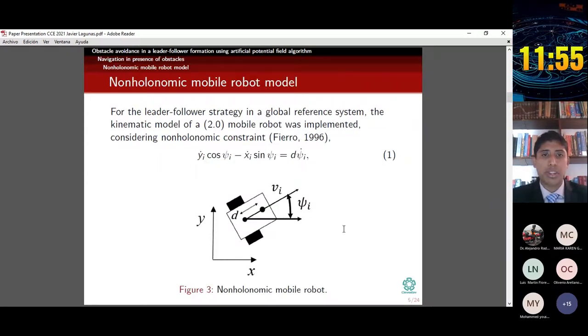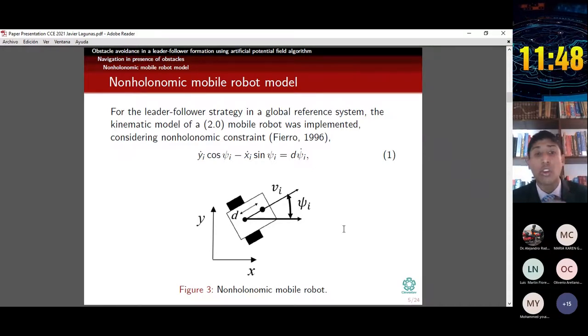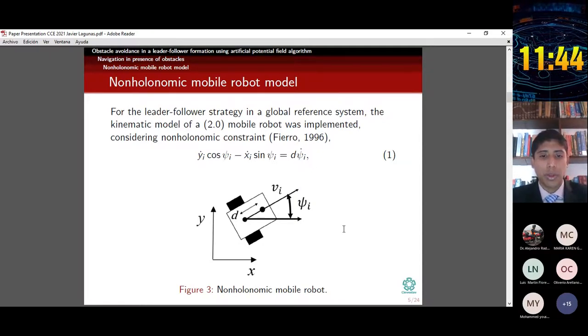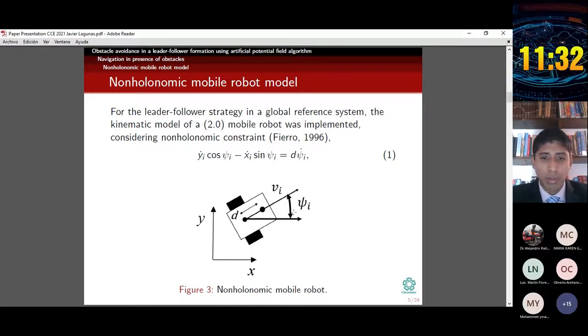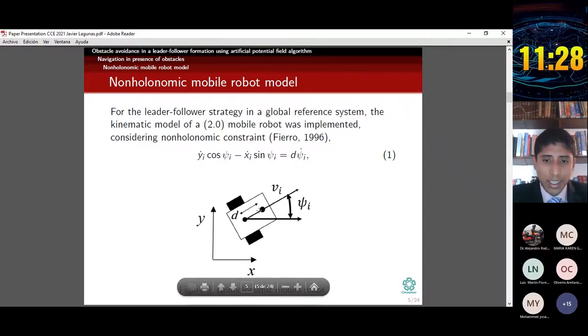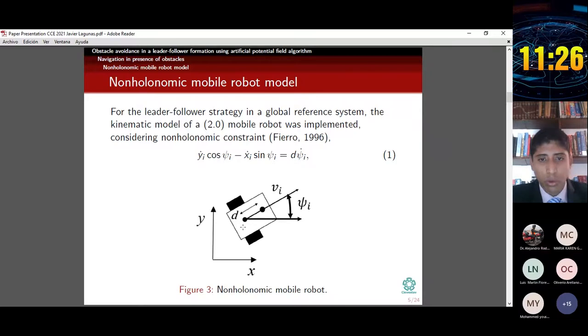For the leader-follower strategy in a global reference system, we use a 2.0 mobile robot, and we consider the non-holonomic constraint that we see in equation number 5. As we can see in figure 3, we have the non-holonomic mobile robot. The xi and yi are the coordinates for the front of the mobile robot, and this angle psi is the heading angle of the mobile robot, and d is the distance from the rear axle to the front of the robot, which is here.